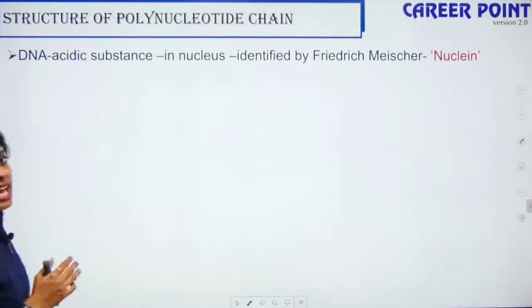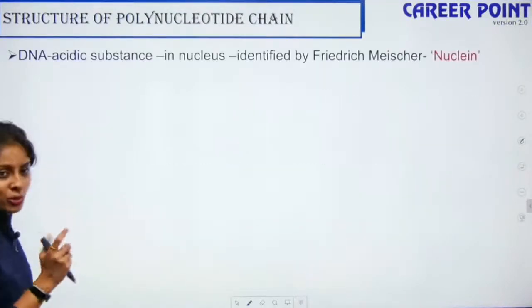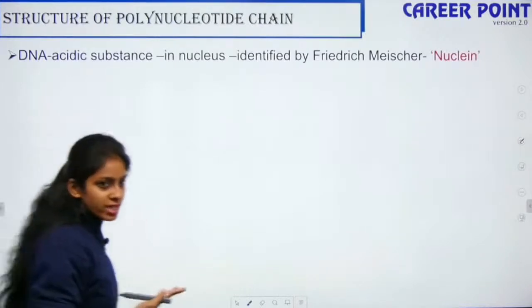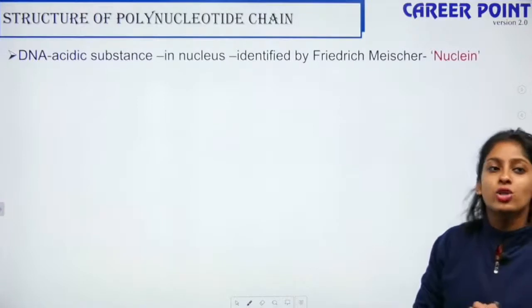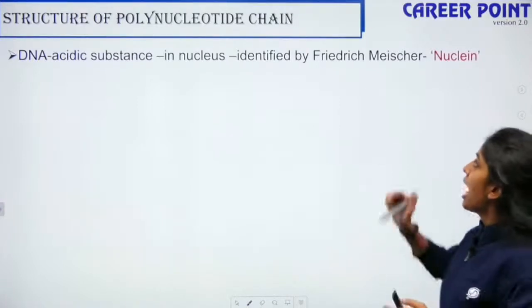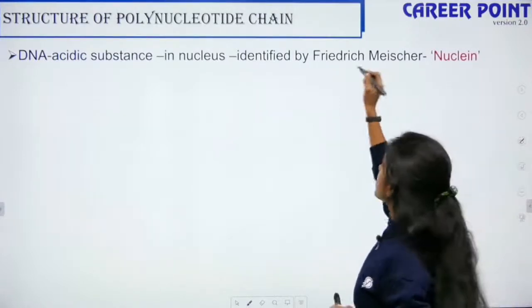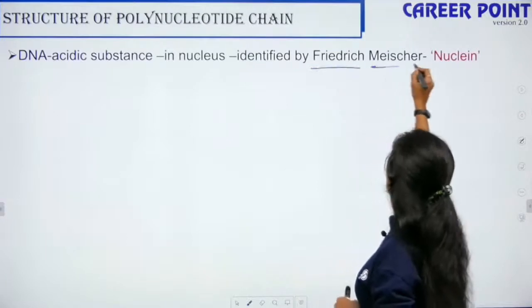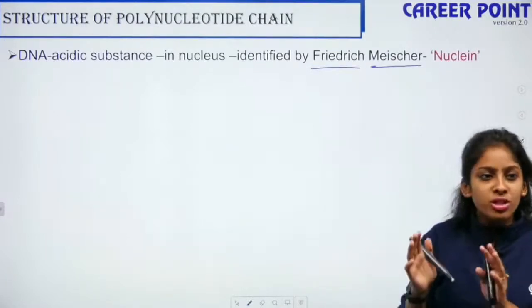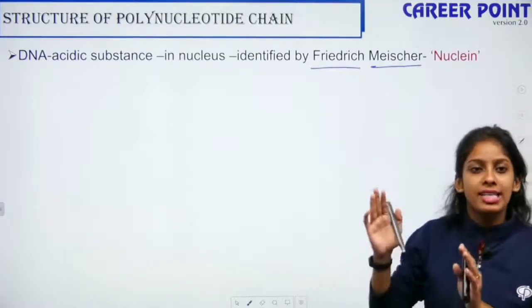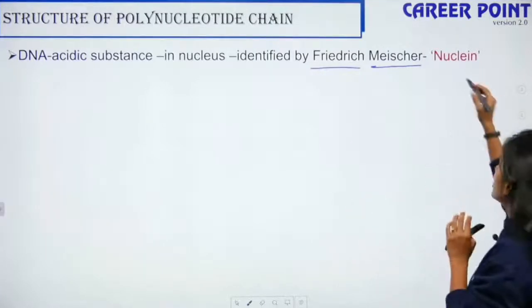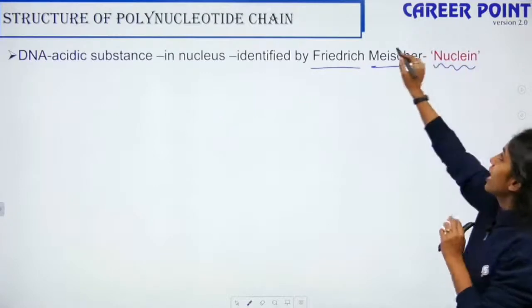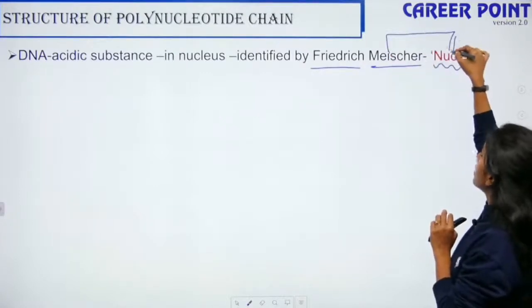So DNA is an acidic substance. It is in the nucleus, right? Of course, DNA is a genetic material. It is located inside the nucleus, so DNA is also acidic, okay? And it was first identified by a scientist known as Friedrich Miescher. When Miescher identified DNA to be inside the nucleus and in the acidic condition, he named it nuclein.